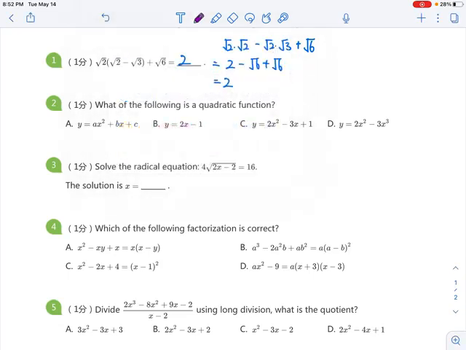For the second one, we just want to test the definition of the quadratic function. Which one of the following is a quadratic function? Keep in mind that for a quadratic function, we must have the expression in x be a quadratic expression. So we can already eliminate answer choice B and answer choice D, because for the first one the degree is equal to 1. You can see here you only have a linear term, and for the second one the degree is equal to 3. So this one here is not a quadratic function.